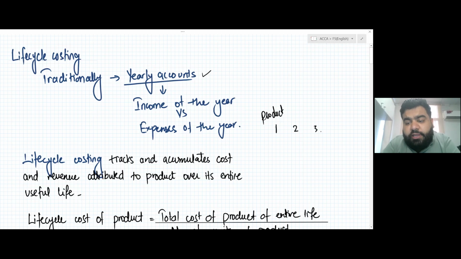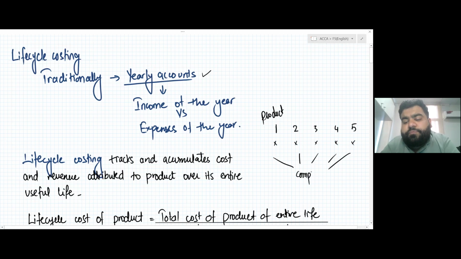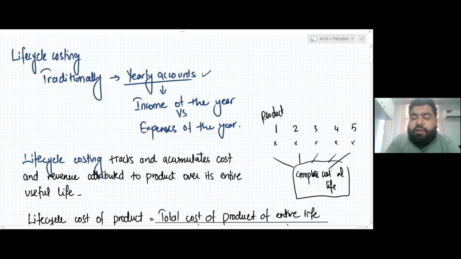For example, I have one product and I know that this product will be in the market for 5 years: 1, 2, 3, 4, and 5 years. So I will add up all the cost over the entire useful life and calculate the complete cost of life. What's the logic behind that? Why am I calculating the complete cost of life rather than the cost of every year separately, like we were doing in yearly normal accounts?